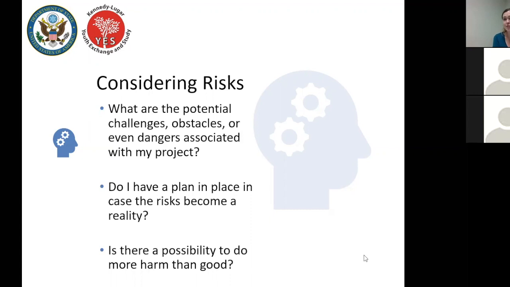Also, it can be as simple as knowing where the closest hospital or the closest doctor's office is. Having a first aid kit on hand. Maybe someone getting hurt isn't something that requires a doctor. Maybe they just need a Band-Aid. But having these plans in place and having things on hand to mitigate risk are important.